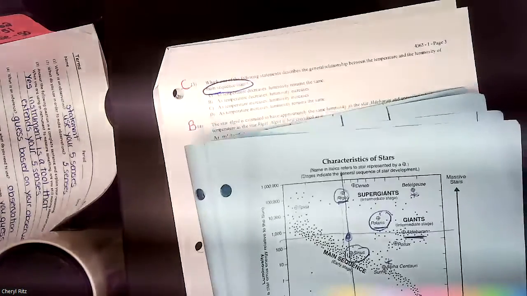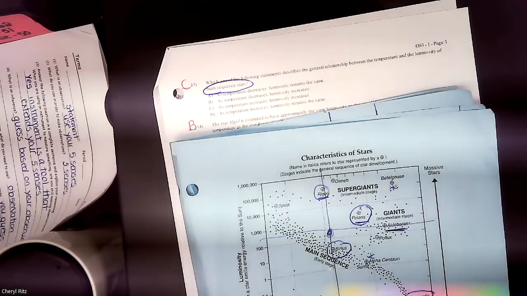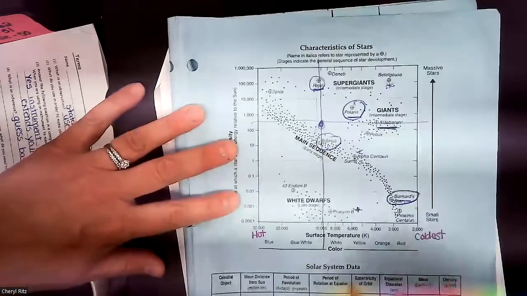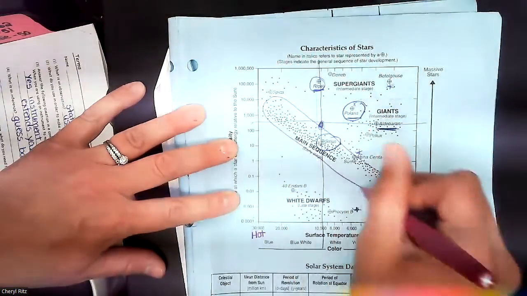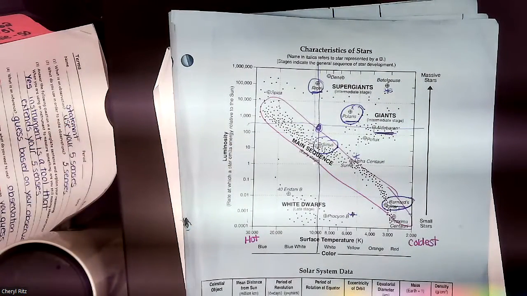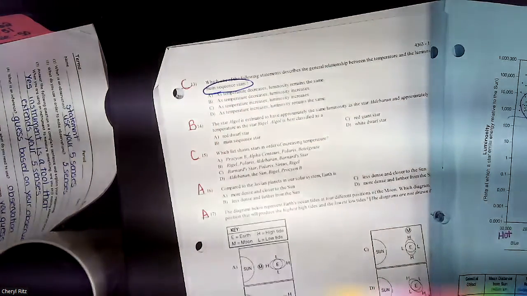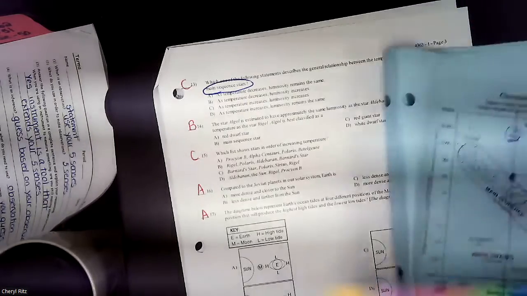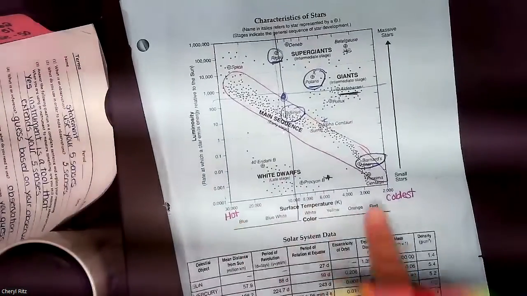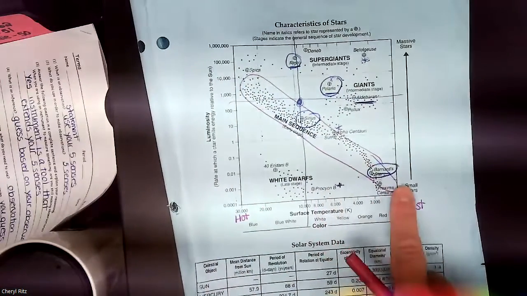Question 13 says, which of the following statements describes the general relationship between temperature and luminosity of the main sequence stars? Main sequence stars are only these stars on this line right here down the middle section. With the main sequence, it either starts off with as temperature decreases or as temperature increases. We have to look to see what happens with the luminosity. So let's look at temperature decreasing. That means we start hot and get cold, so we're going this way.